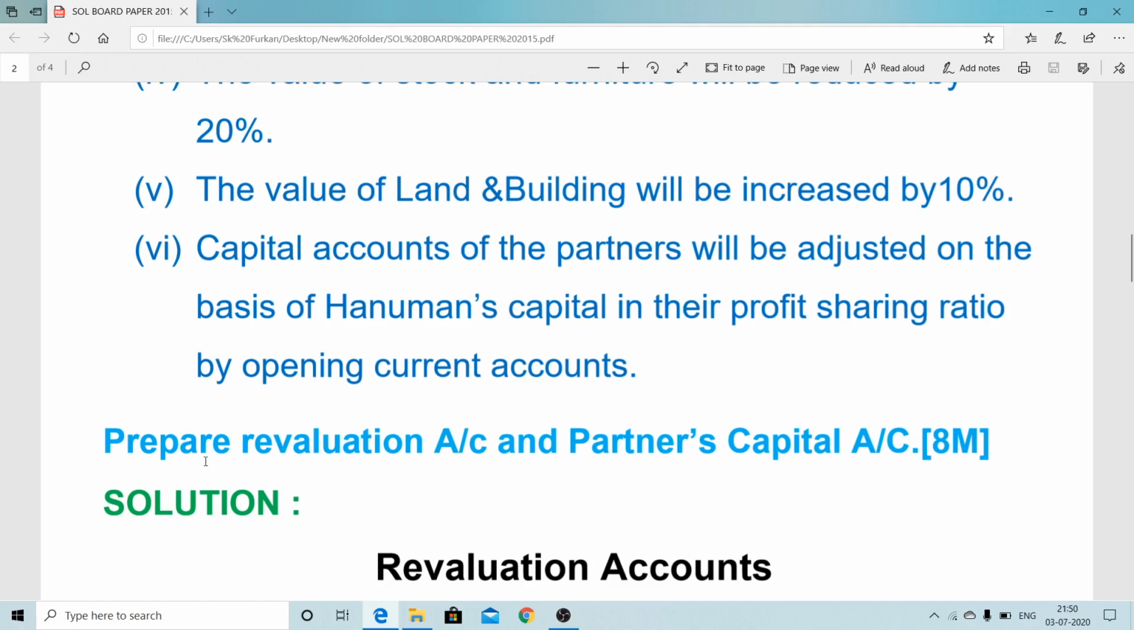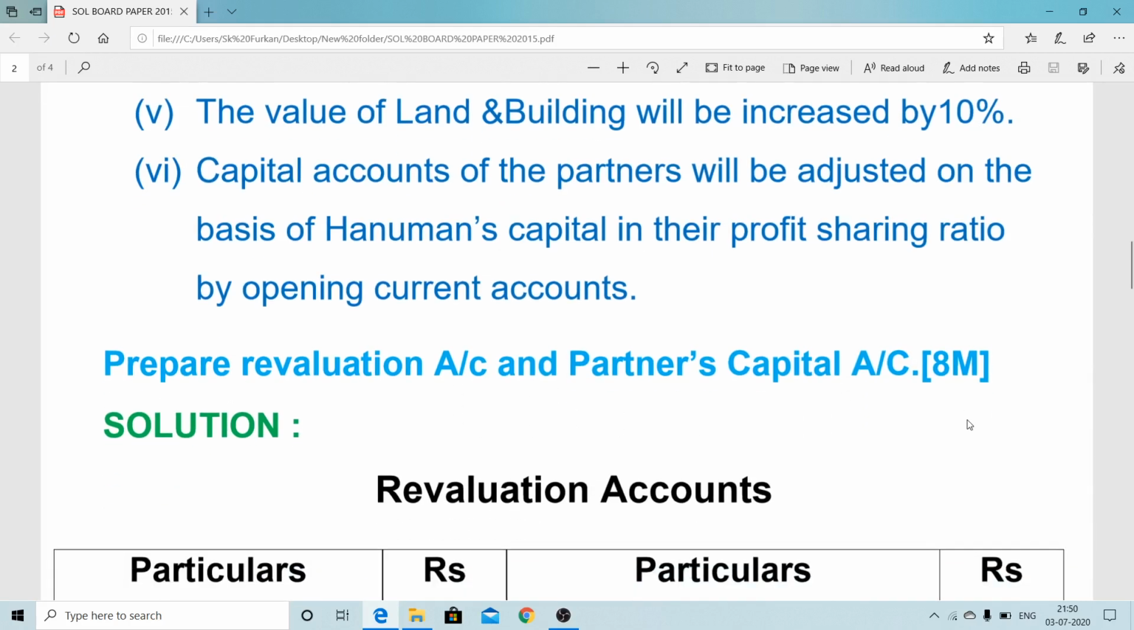Now in these cases, prepare only the revaluation and partners' capital accounts, though here 8 marks are there. In this case, the balance sheet is not being asked. So as per the question requirement, we have to solve. So here only 2 ledgers we will prepare. The balance sheet, that final statement, the scoreboard of the business, will not be opened after admission of a partner.